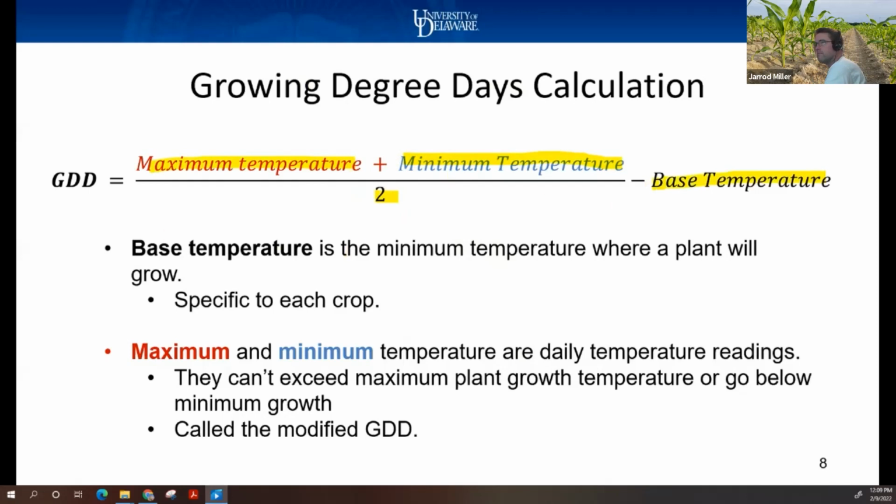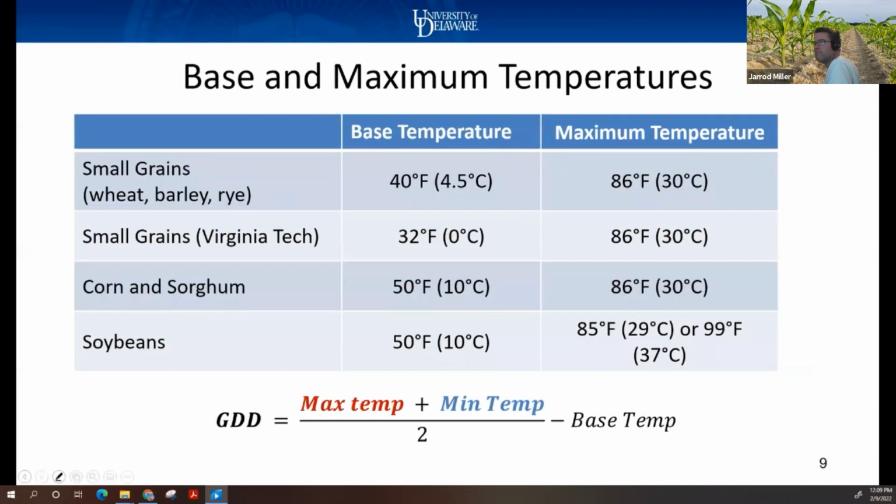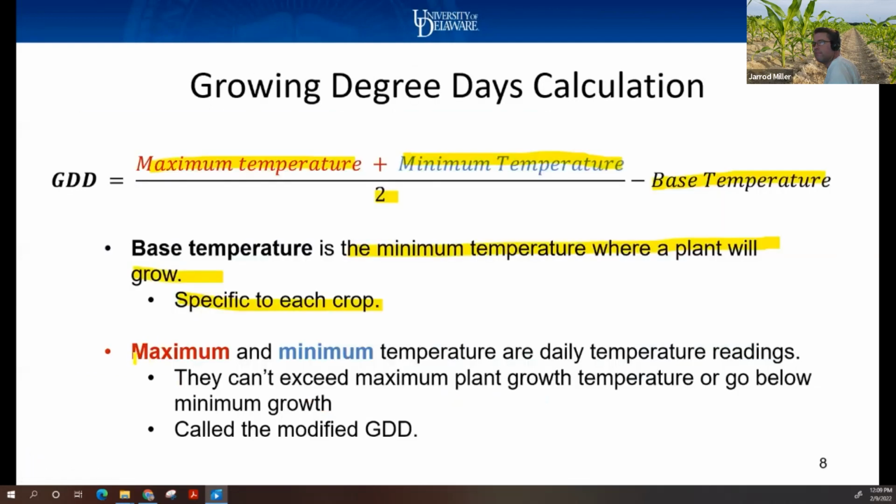And your base temperature is the minimum temperature where a plant will grow. So it's going to be specific for each crop, because you don't really care what's going on below a certain temperature range if the plant's not growing at all. And I should have an example of the calculation next, so you can see what that base is. So the maximum and minimum temperatures are daily temperature readings. Whatever the max and minimum were, you add them together, divide by 2, and then subtract the base temperature that applies to that plant.